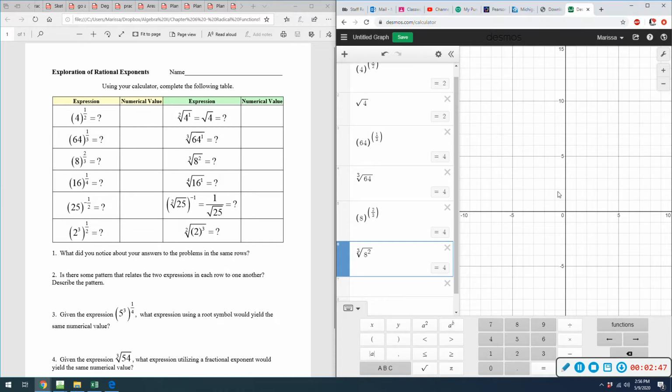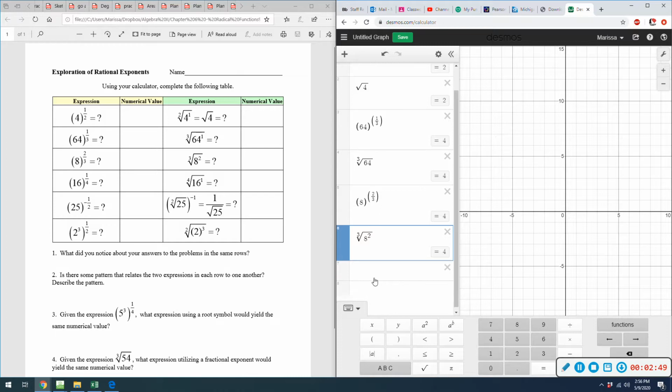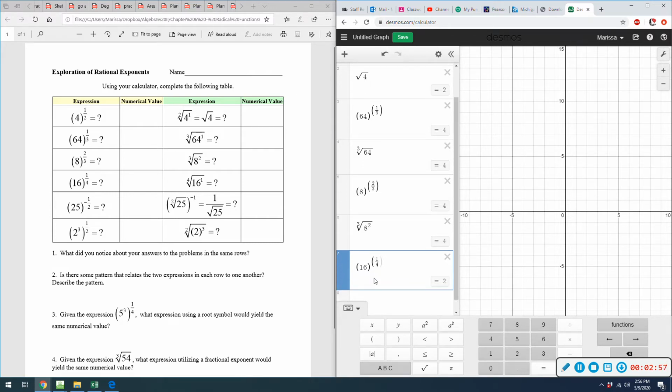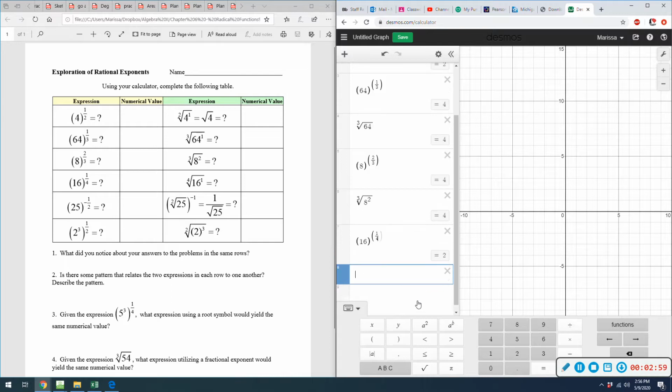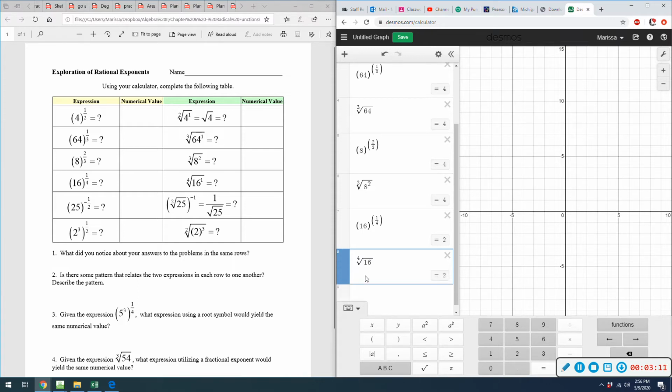Let's try this next one. We've got 16 to the 1/4 power, which is 2. Then they're just taking the 4th root of 16, so we bring up that root again, put a 4, because 16 to the first is just 16, which is also 2.